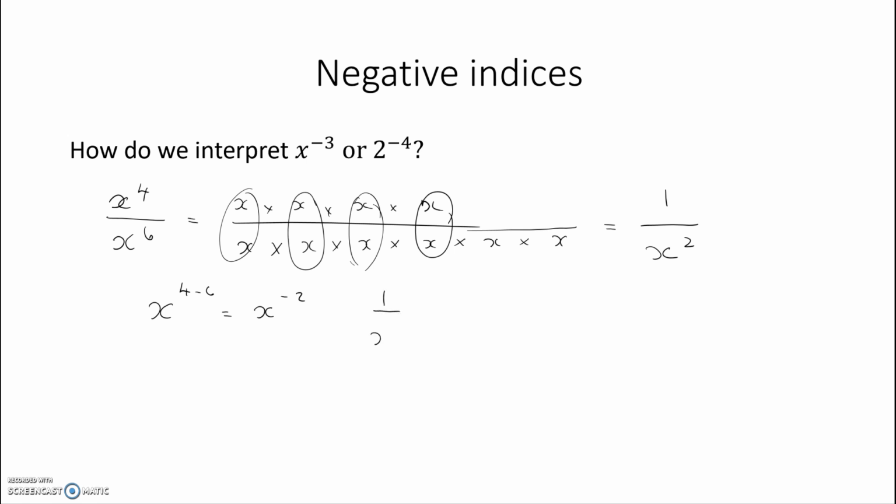So what we've got from here is that 1 over x squared must be equal to x to the negative 2. So a negative power is the same as the reciprocal, the 1 over, the positive power. So x to the negative n is the same as the reciprocal of x to the positive power. So you need to learn that. You won't be asked to prove it, but you need to learn that x to the negative n is 1 over x to the n.